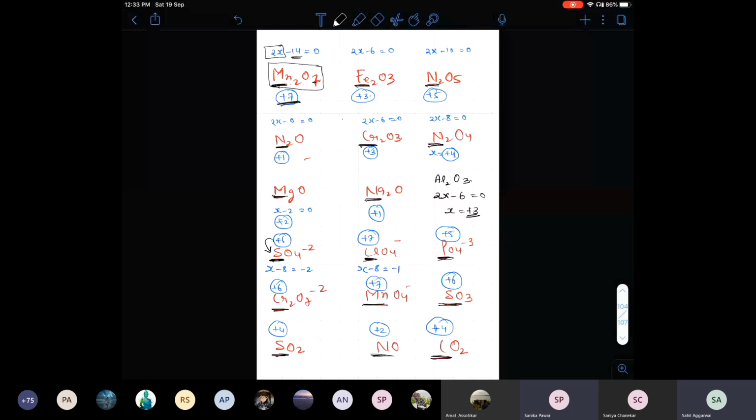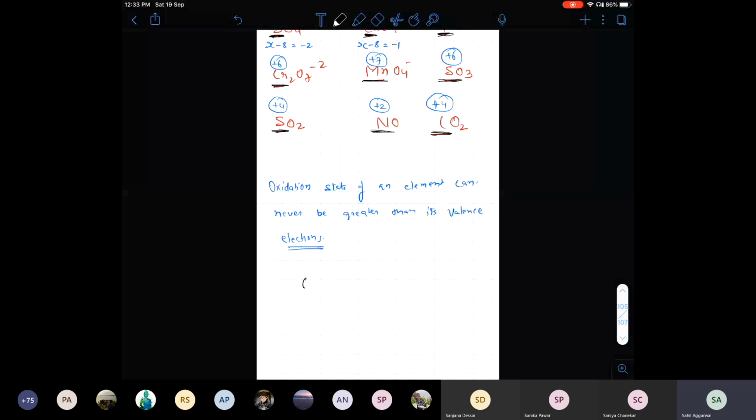Could you please explain Cr2 also? Cr2O7, you are talking about, dichromate. Yes, sir. Cr2O7 2 minus. We want to calculate on chromium. Yes, sir. 2x minus 14 equals -2. X equals +6. Okay, sir. Thank you, sir.